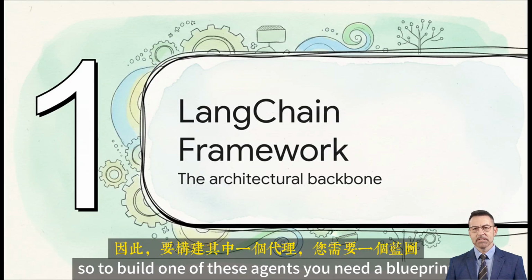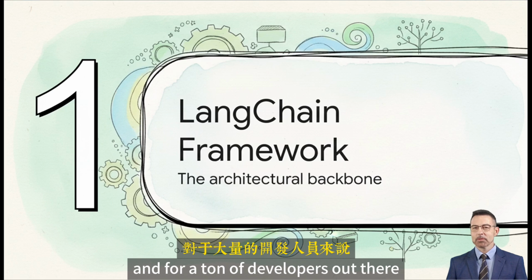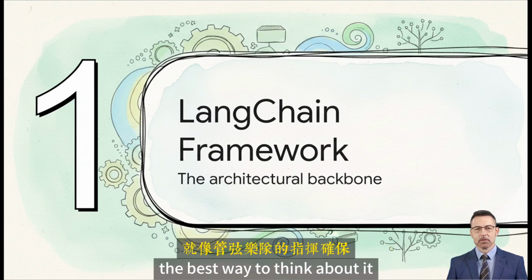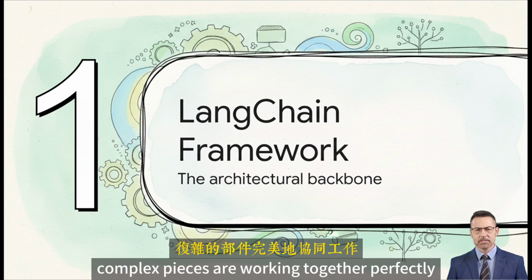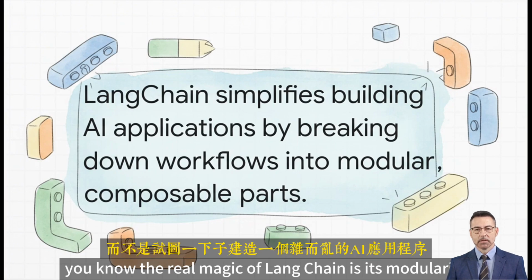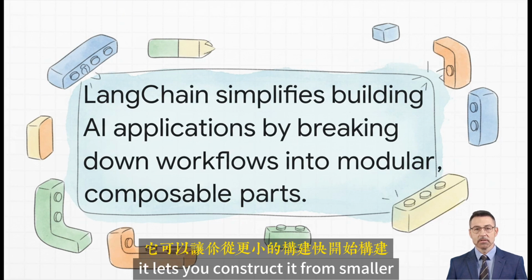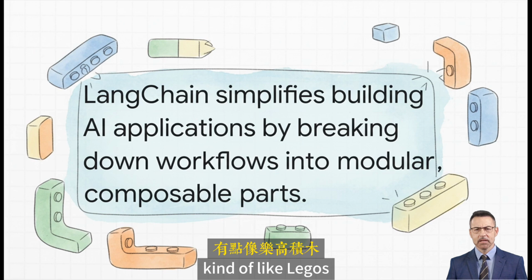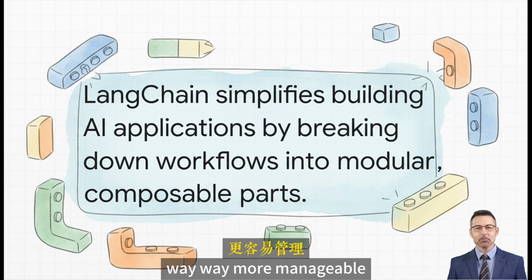So to build one of these agents, you need a blueprint, some kind of architectural backbone. And for a ton of developers out there, that backbone is a framework called LangChain. The best way to think about it is like the conductor of an orchestra, making sure all the different, complex pieces are working together perfectly. The real magic of LangChain is its modularity. Instead of trying to build this gigantic, messy AI application all at once, it lets you construct it from smaller, individual pieces that you can snap together, kind of like Legos. This makes building these incredibly complicated agents way more manageable.